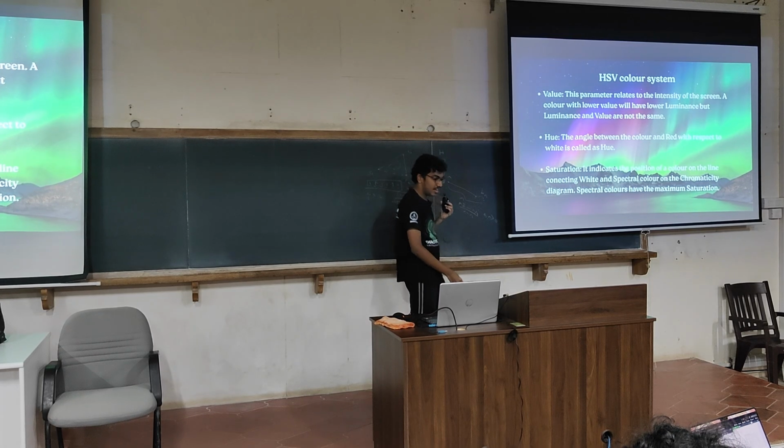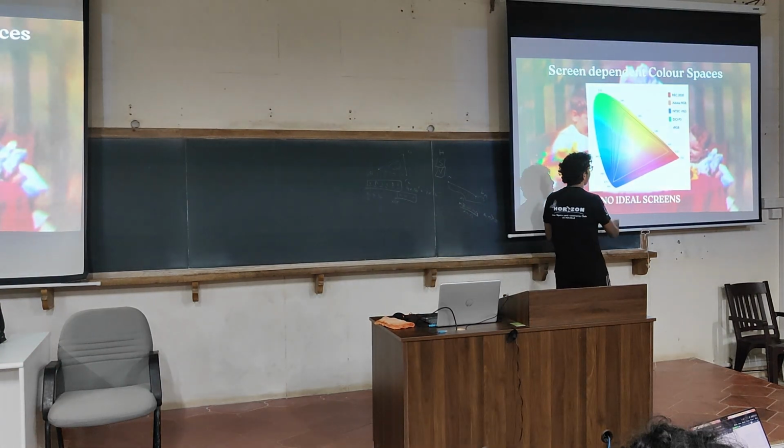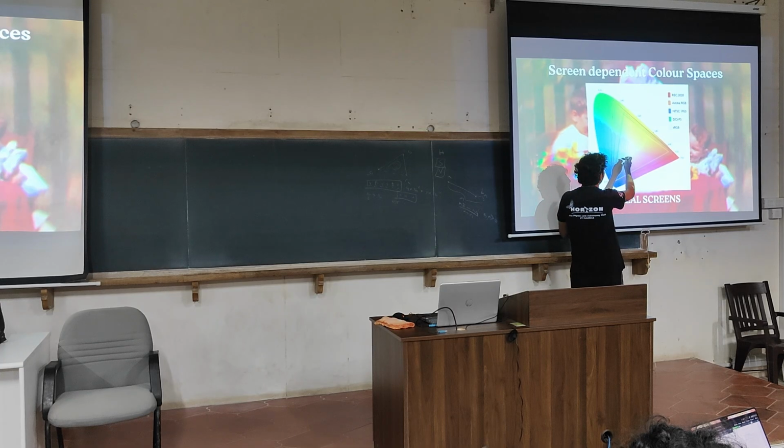S is saturation. So what we define is that we can go to the chromaticity diagram. In the chromaticity diagram, I define the saturation of white to be 0 and the saturation of the spectral colors to be maximum.